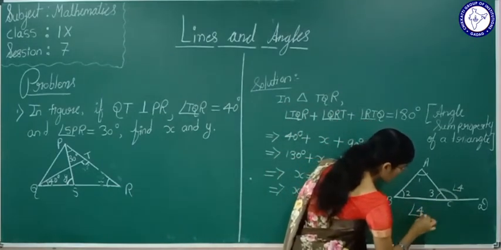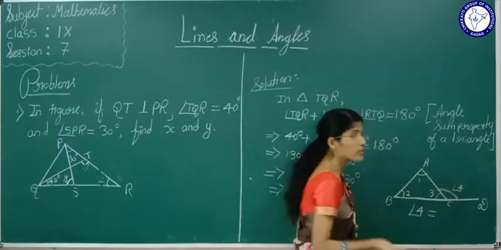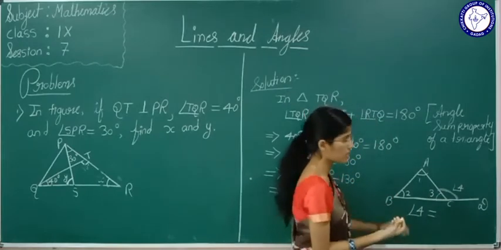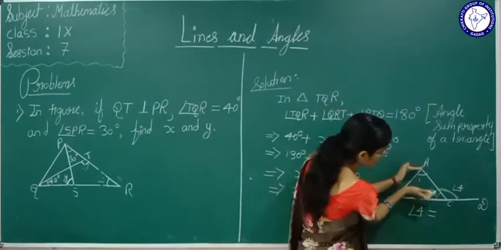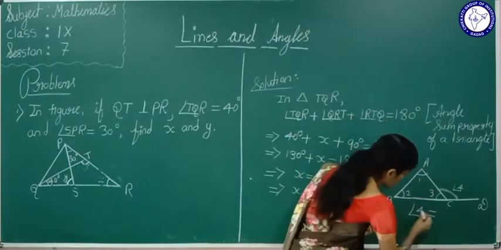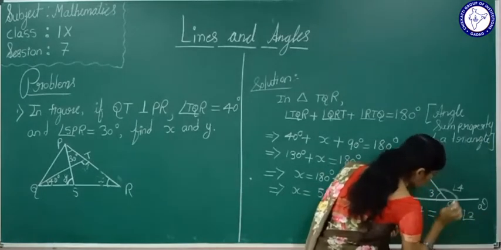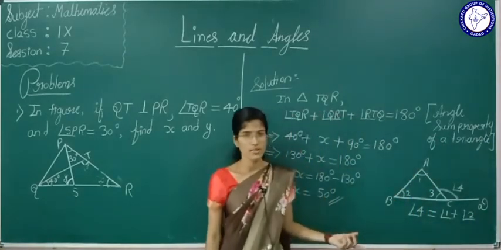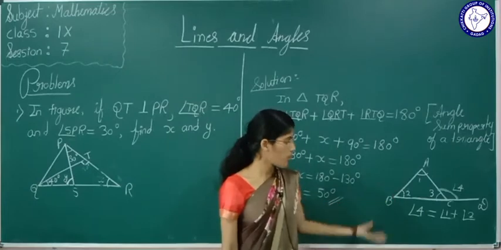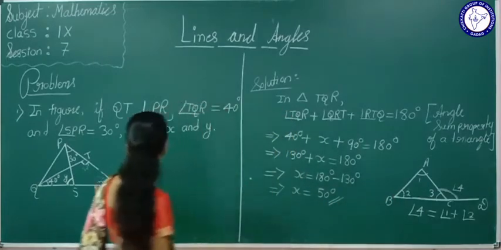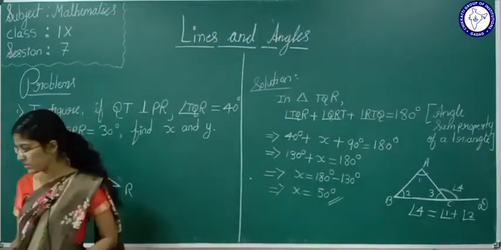Now what have we learned here? The exterior angle is equal to the sum of the two interior opposite angles. Interior means inside, and it should be opposite. Here angle 4 is equal to angle 1 plus angle 2. We have proved this theorem also. The same property we are going to use in this figure.